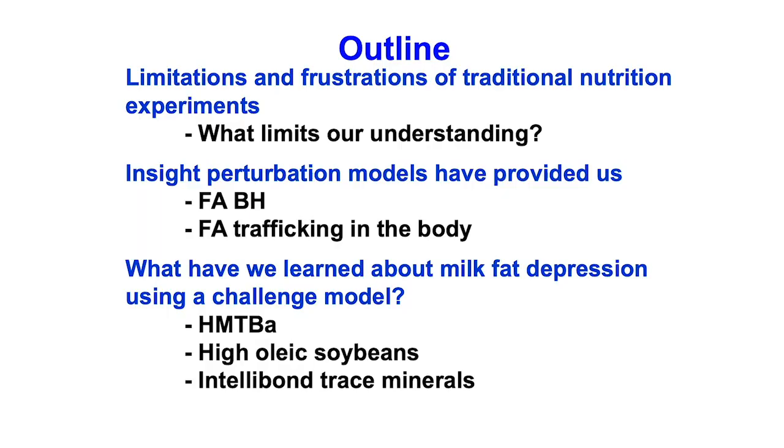So my outline today, I'm going to start out talking about some of the limitations and frustrations of these traditional experiments. This is really what limits our understanding of the biology of the cow and how best to utilize all these tools that are at our disposal. I'm going to talk about experimental models, and to me there's two big types of experimental models that I've been able to use. Some of those give insight into basic biology, and I'm going to give some examples of these perturbation models that we've used to understand fatty acid biohydrogenation and fatty acid trafficking in the body.